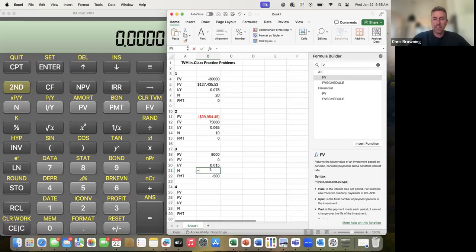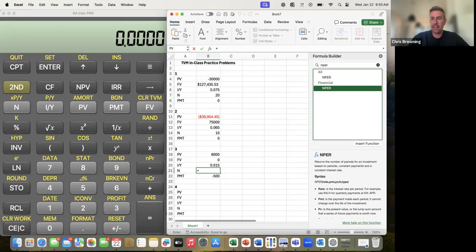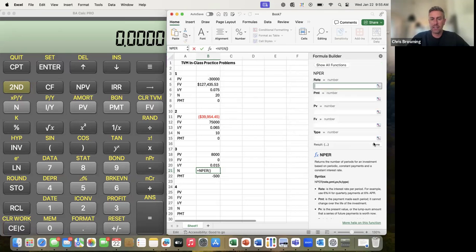So let's say equals here. And let's see if it has number of periods. It does not. So let's search for NPER, right? We've seen in our other calculations that it defines our N as NPER, number of periods. And so let's select that. And let's solve for our problem.